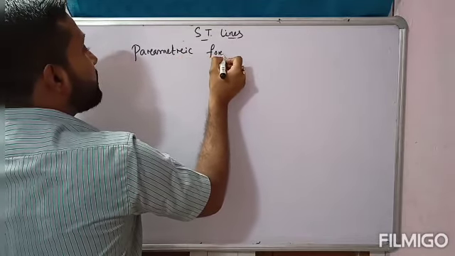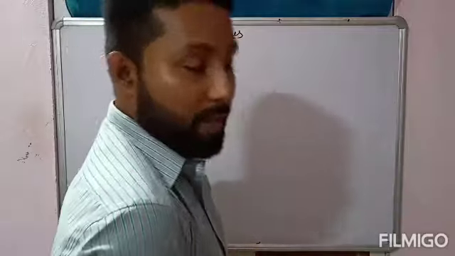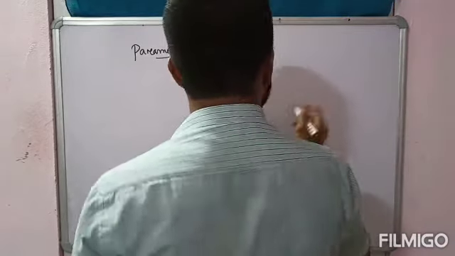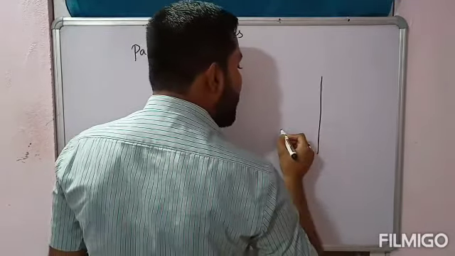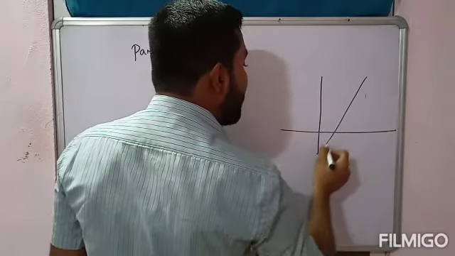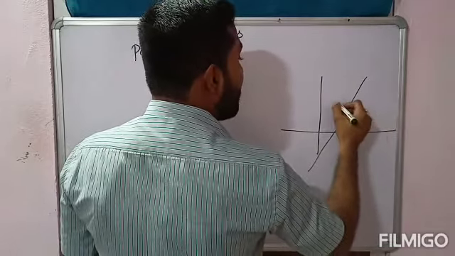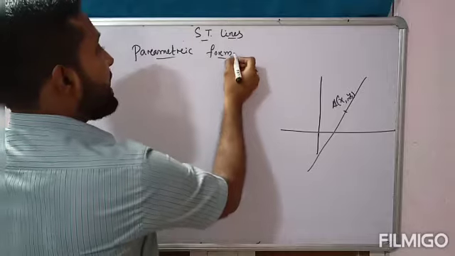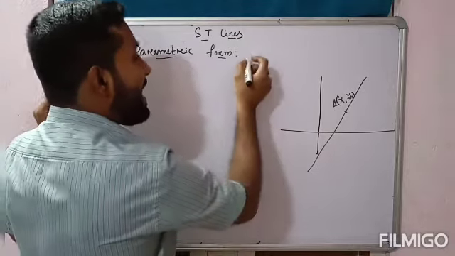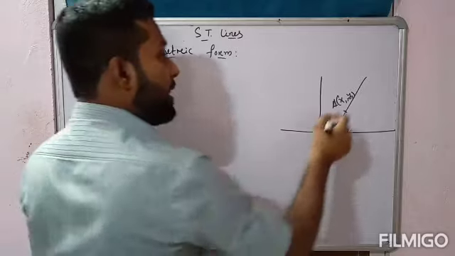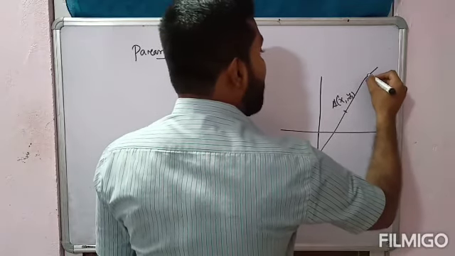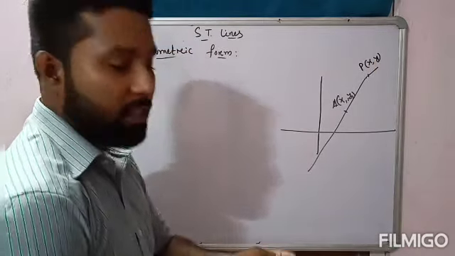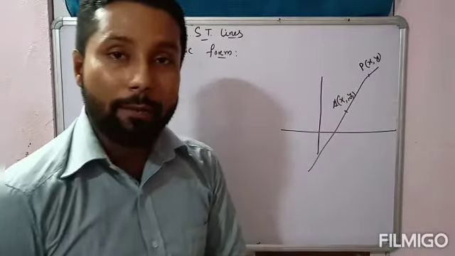Parametric form. Equation of a line in parametric form. Suppose there is a line which is passing through the point A, whose coordinates are x1, y1. Let us consider another point on the line, P, whose coordinates are x, y.